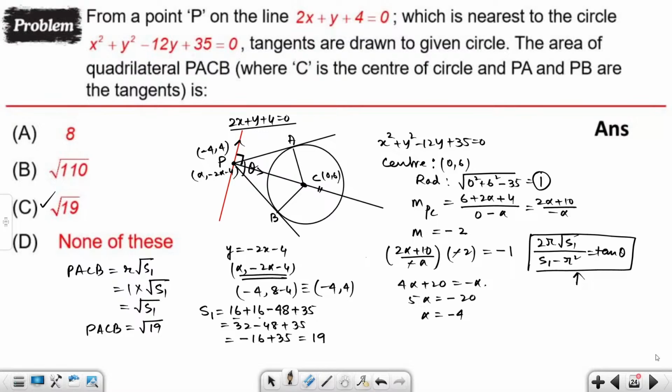Okay. So our answer is option C, yes. Clear? Now, let us come to the last part of this lecture, which is called your director circle.